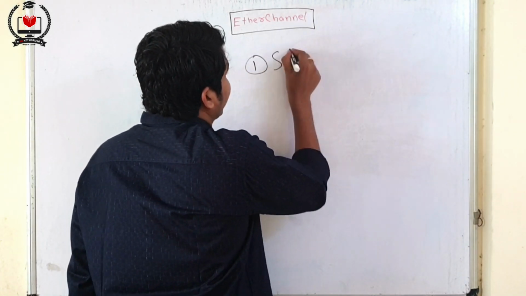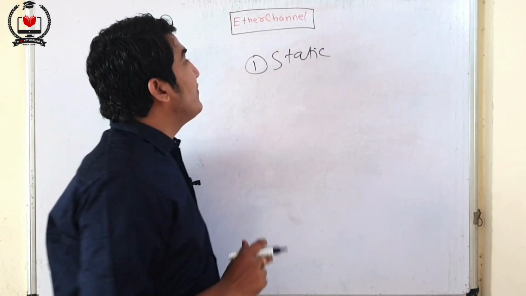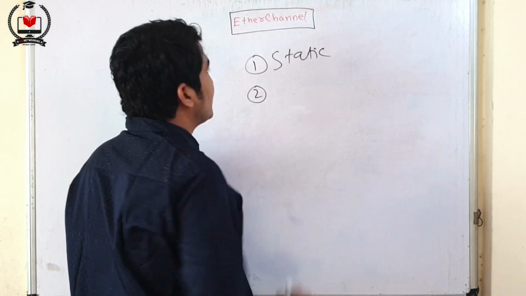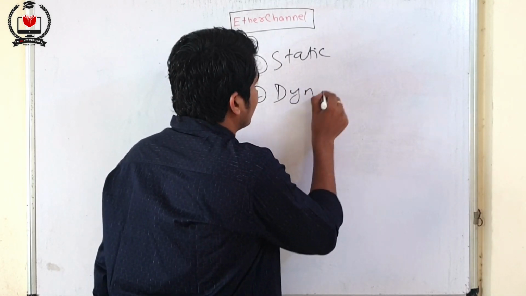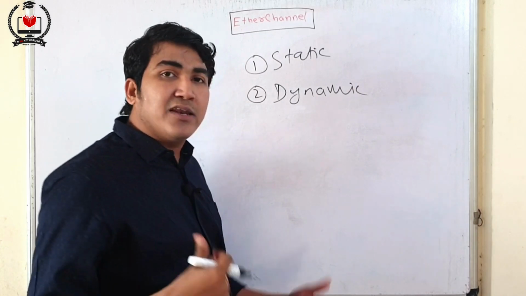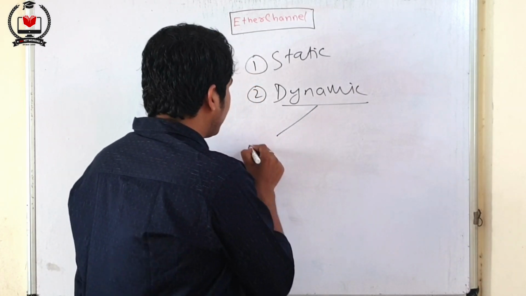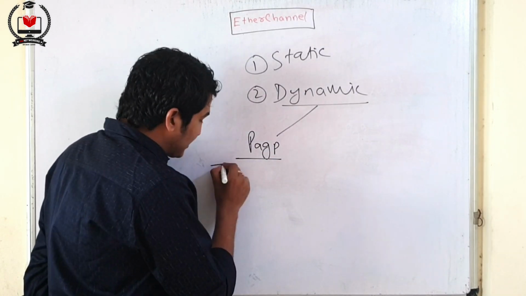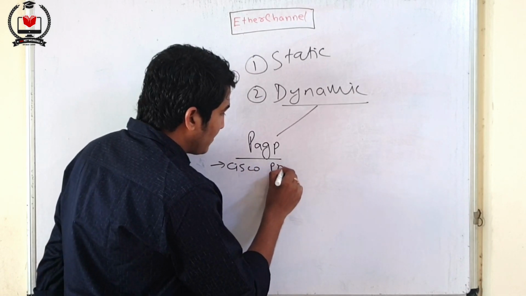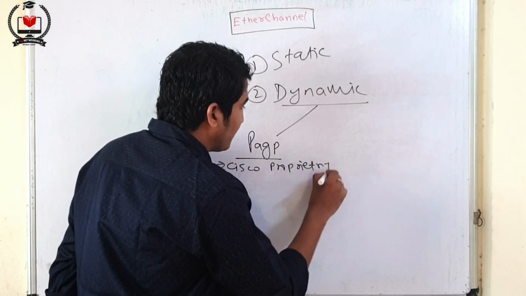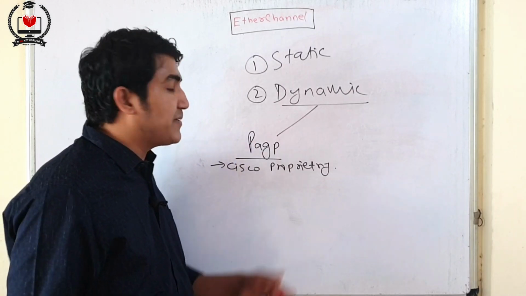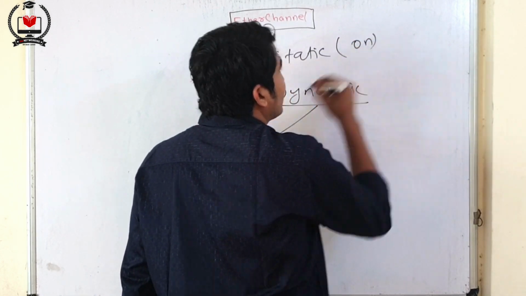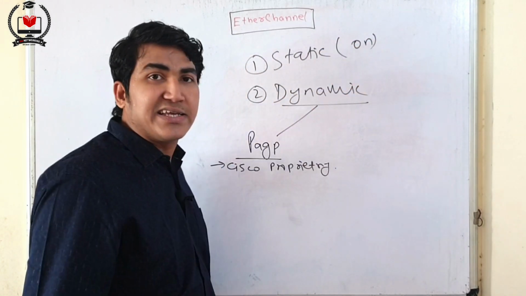How many methods do we have to configure EtherChannel? First one is static. We can manually configure EtherChannel between switches. Second one is dynamic. In dynamic, again we have 2 protocols. First one is PAgP. PAgP is a Cisco proprietary protocol. That means we can configure PAgP only on Cisco devices. Here in static we have one mode, that is on mode. With this mode we can configure static EtherChannel.